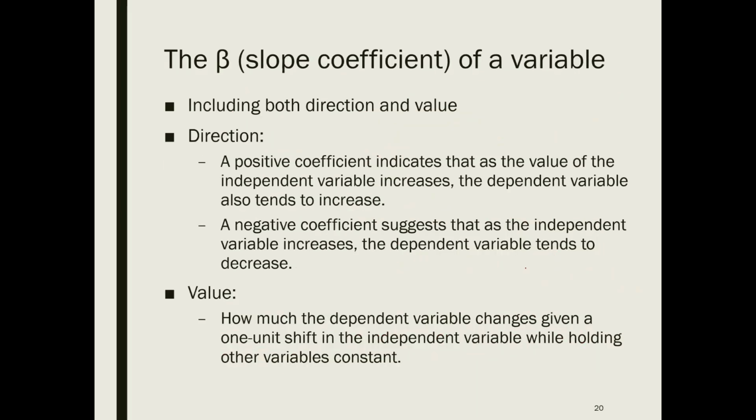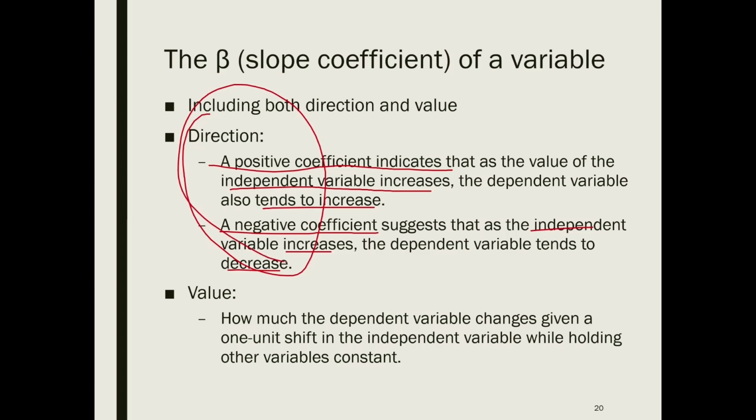The coefficient has two things. One is the direction. Of course, a positive coefficient indicates that when the independent variable increases, the dependent variable also increases. A negative coefficient means that when the independent variable increases, the dependent variable decreases. So you can see the direction here is similar to what we talked about in correlation, right? A positive correlation means x increases, y increases. A negative correlation means when x increases, y decreases. So it's the same logic.